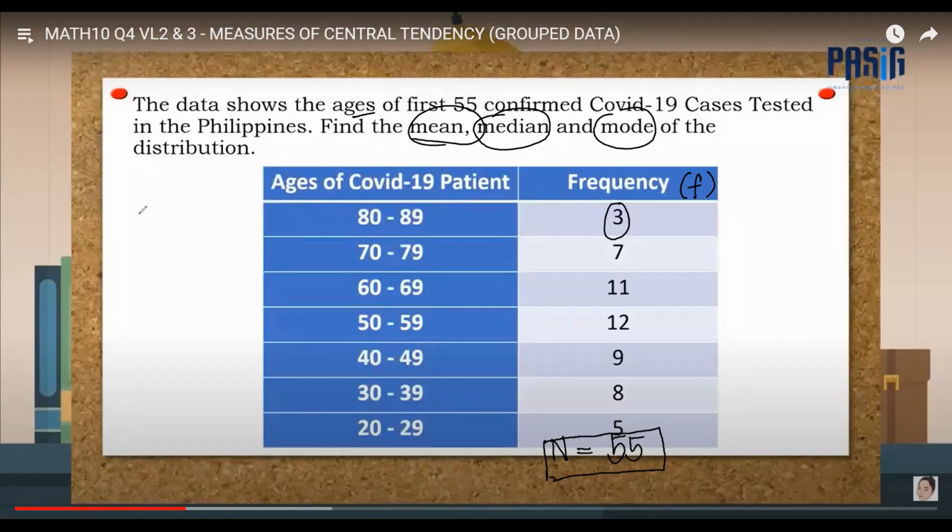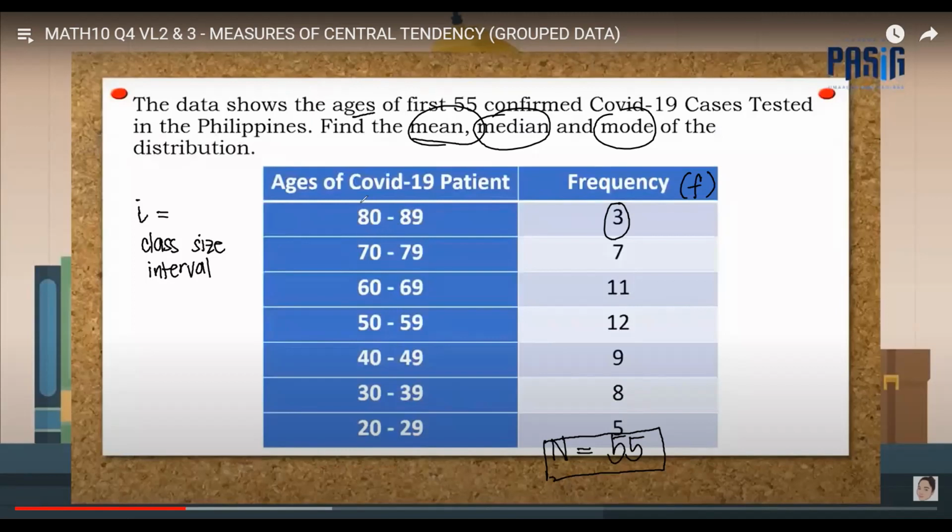Is the I. Okay? We represent that with letter I, small letter I. And we call that as the class size, or also known as the interval. Ano po yung interval na to? Yung interval na to is yung layo ng data natin na meron for each bracket.